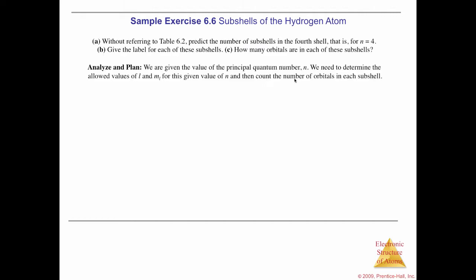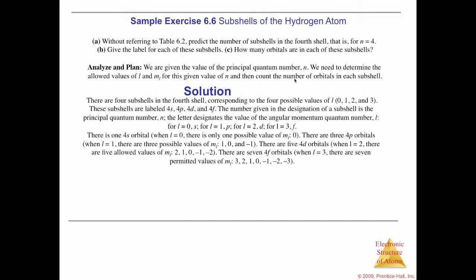Sample exercise 6.6, subshells of the hydrogen atom. Without referring to table 6.2, predict the number of subshells in the fourth shell, that is, for n equals 4. Give the label for each of these subshells, and how many orbitals are in each of these subshells. We are given the value of the principal quantum number n. We need to determine the allowed values for L and m sub L for this given value of n, and then count the number of orbitals in each subshell.